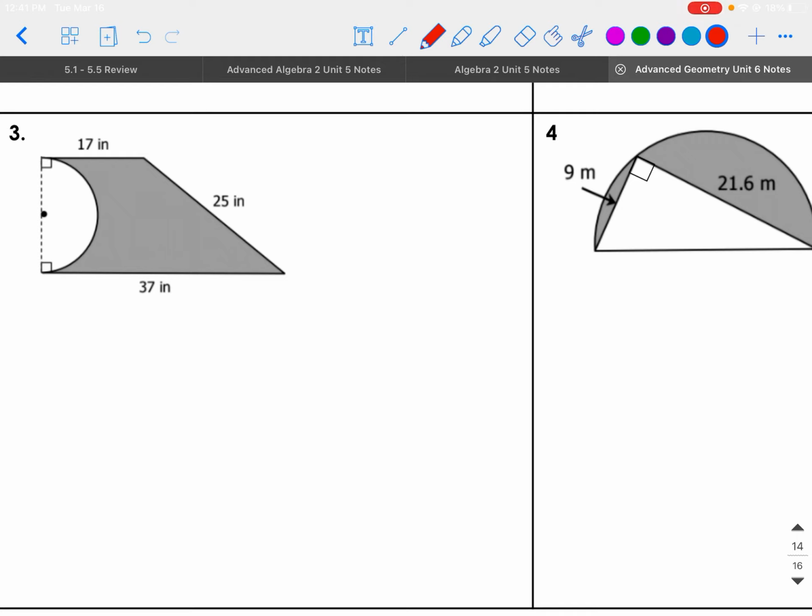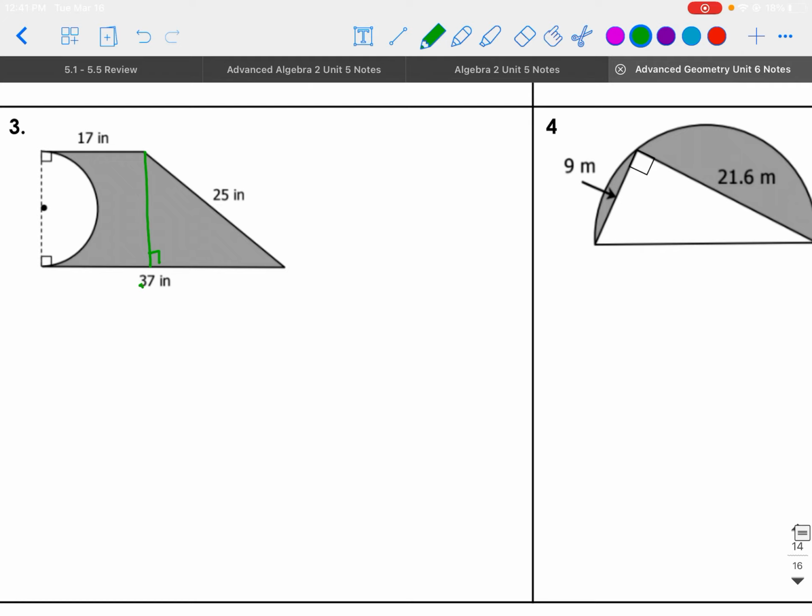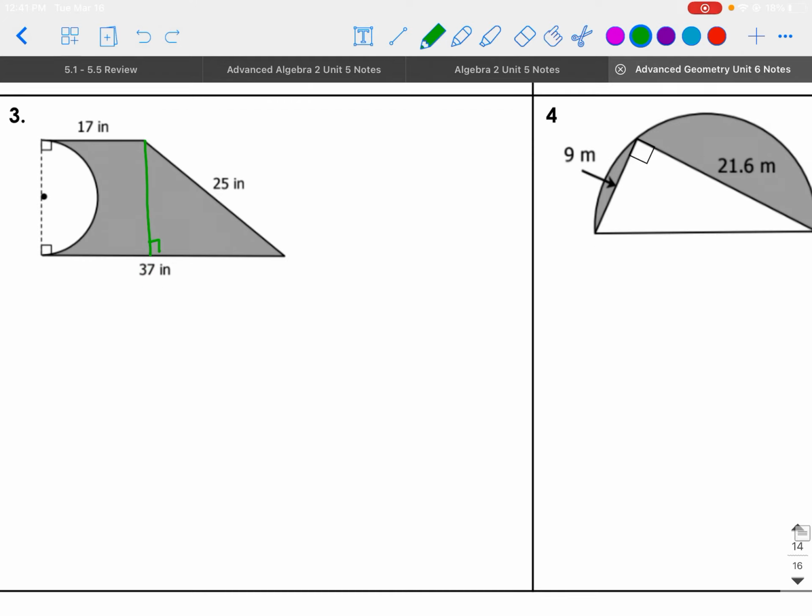All right, for number 3, we have a trapezoid and a half circle. We're going to need to know the height of the trapezoid. So if I make a right triangle, this becomes 20. Because this right here is 17 and the whole thing is 37. This is a Pythagorean triple. If you remember the 3, 4, 5 triple, if you multiply each of those by 5, we get 15, 20, 25.